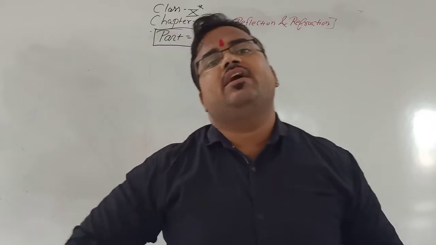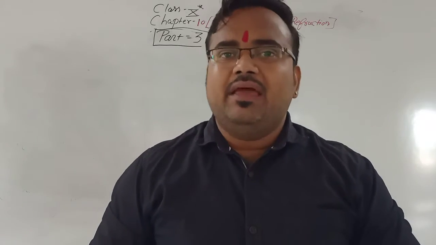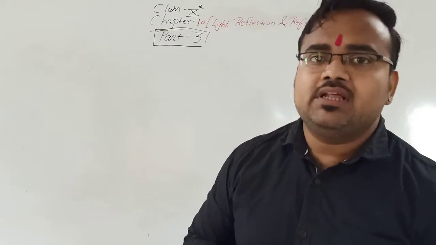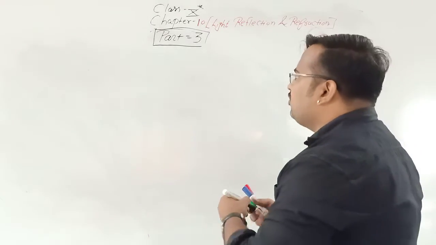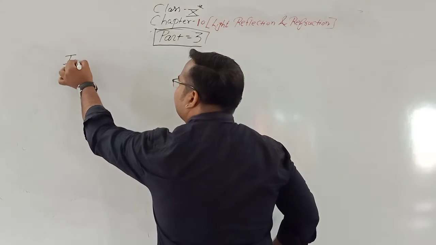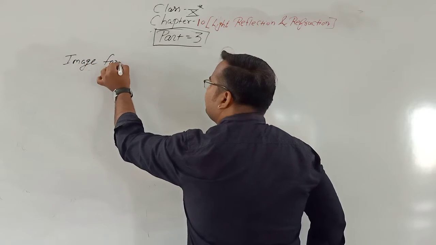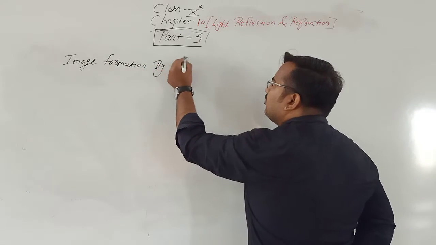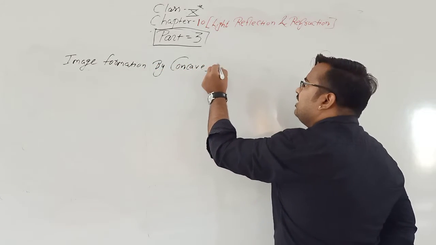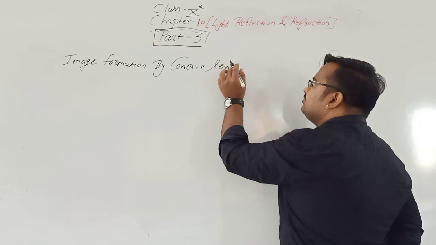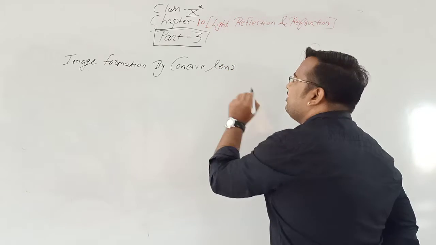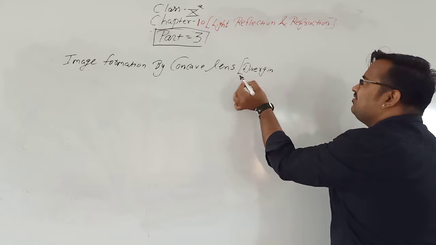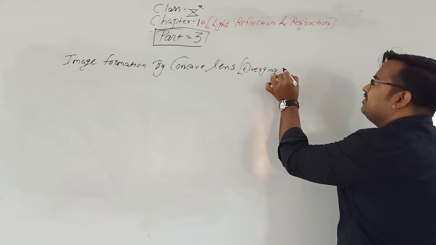Up to last lecture, we have already completed the image formation by convex lens. Today we'll see the image formation by concave lens. See, concave lens is a diverging lens. That means it will diverge the light.